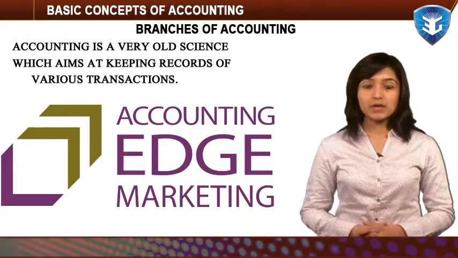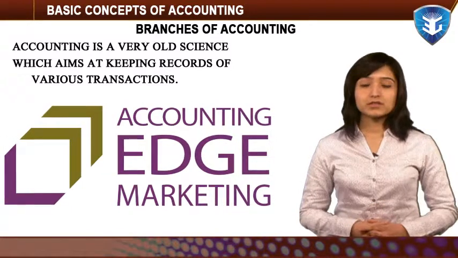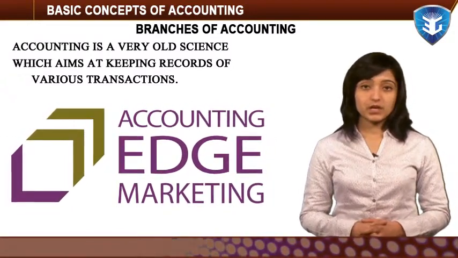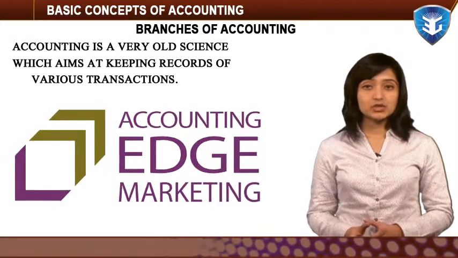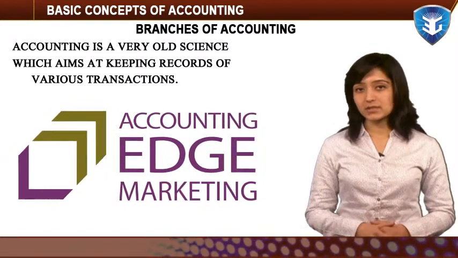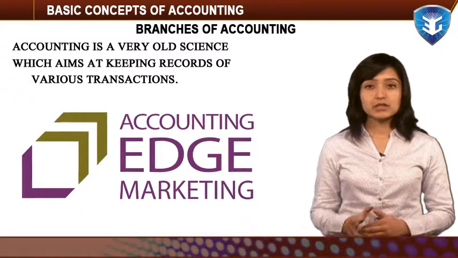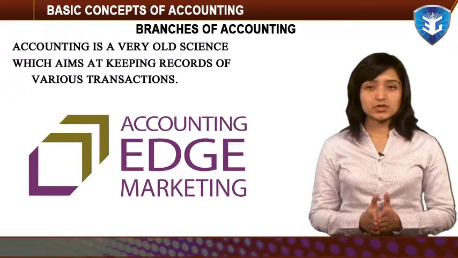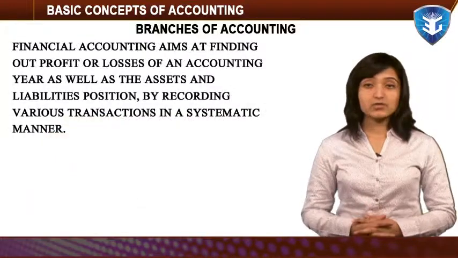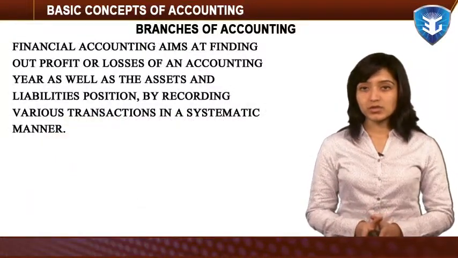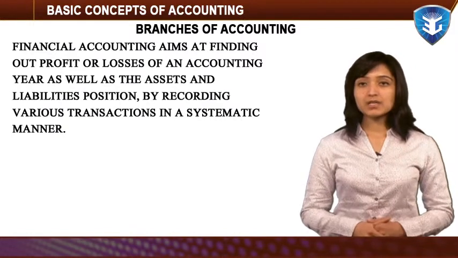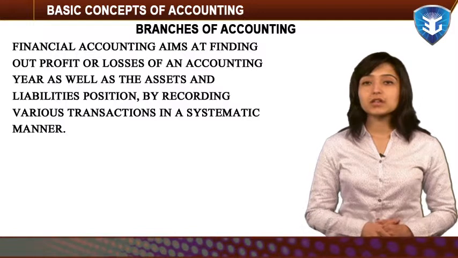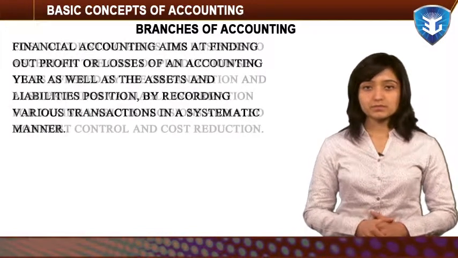Branches of accounting. Accounting is a very old science which aims at keeping records of various transactions. The accounting is considered to be essential for keeping records of all receipts and payments as well as that of the income and expenditures. Accounting can be broadly divided into 3 categories. Financial accounting aims at finding out profit or losses of an accounting year as well as the assets and liabilities position by recording various transactions in a systematic manner.